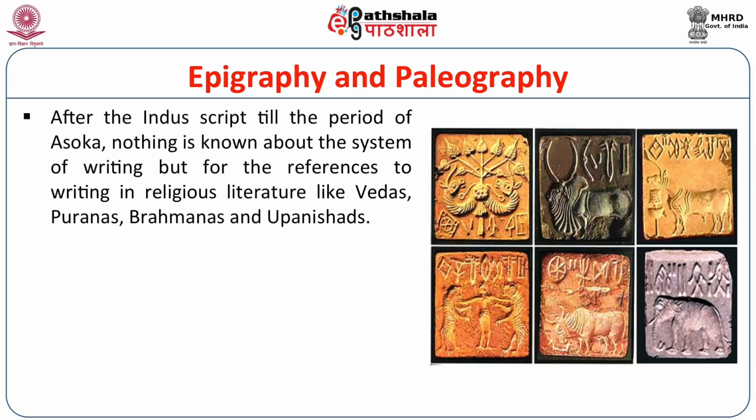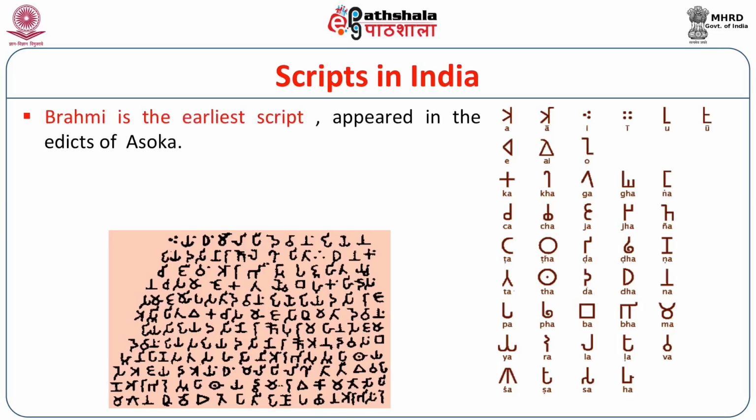After the Indus script, till the period of Ashoka, nothing is known about the system of writing, but there are references to writing in the religious literatures like the Vedas, Puranas, Brahmanas and Upanishads, which help us to connect the practice of writing in India, and the script was known to the people of India from the Indus to the Ashokan period. It is known that Ashoka was the first to use a decipherable script in India.